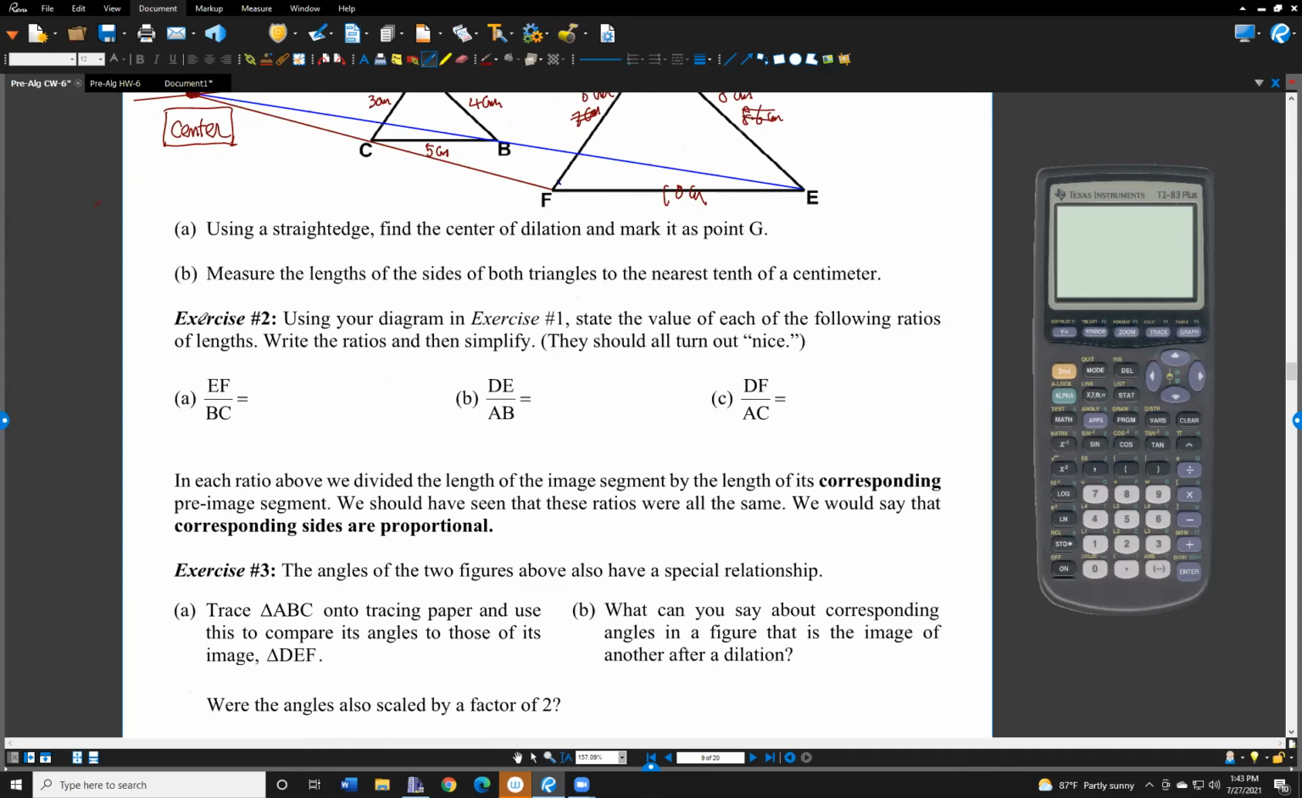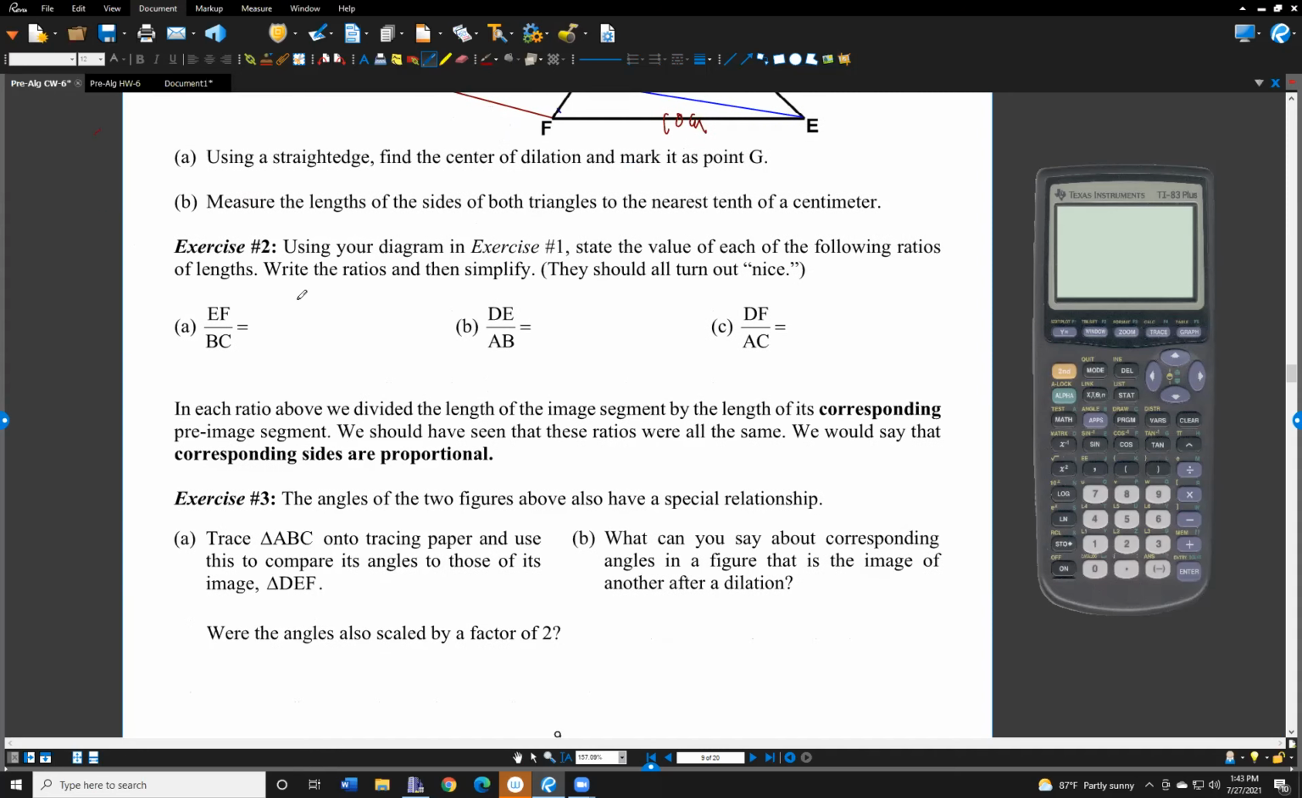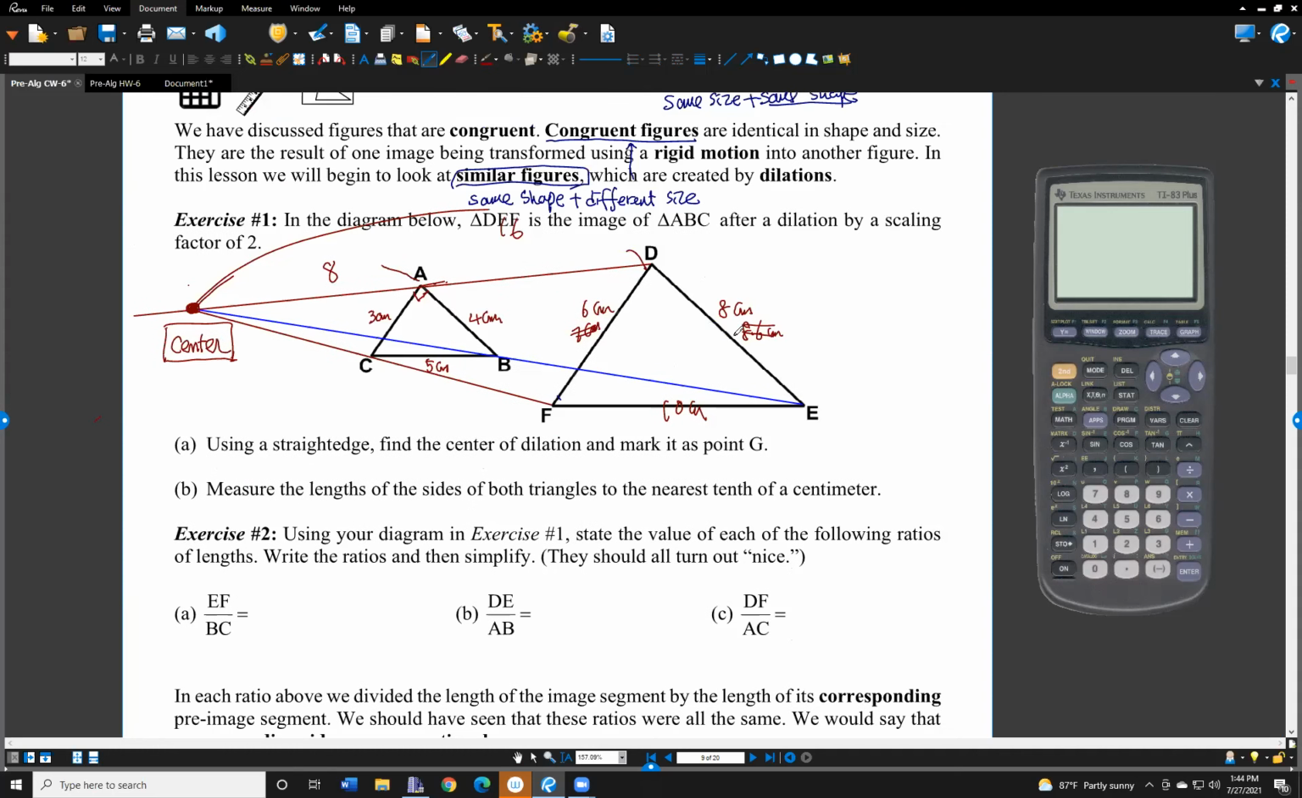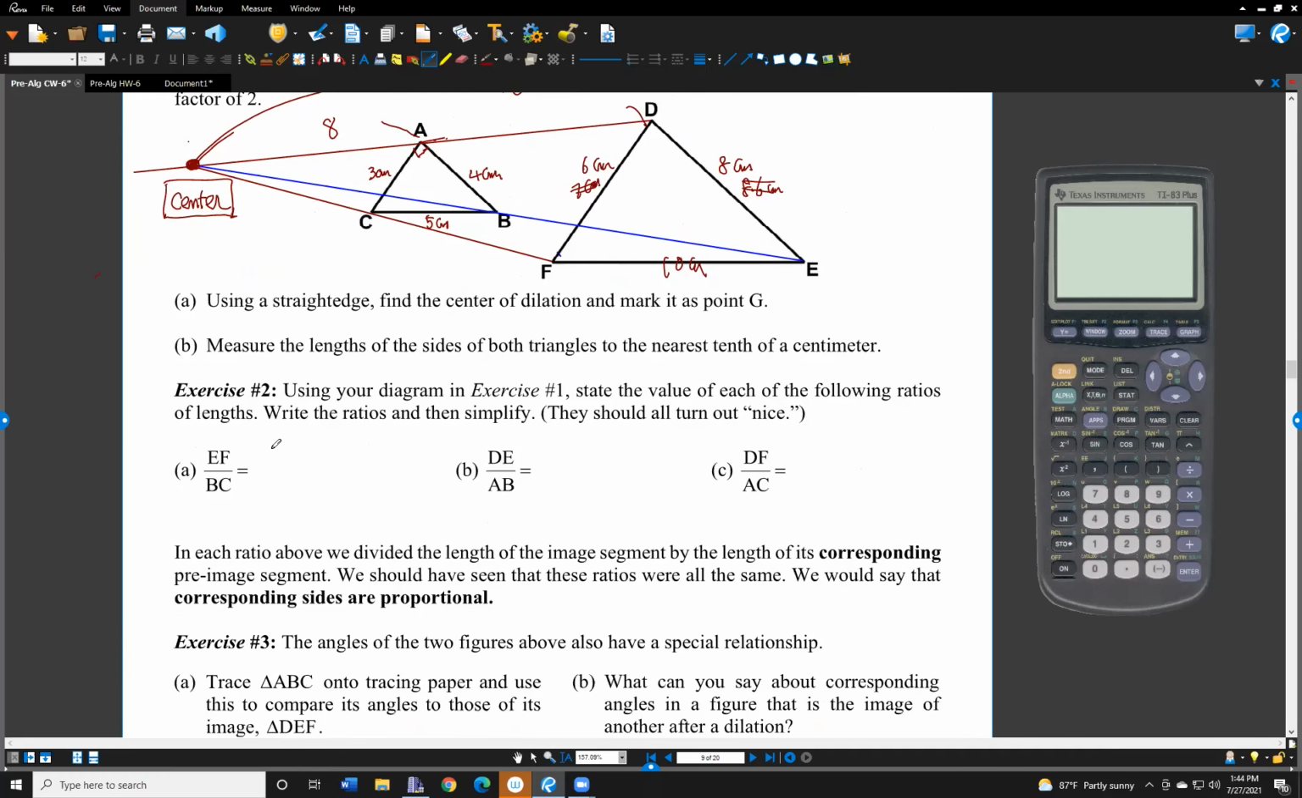I know this is a preview, but just remember, okay? By using your diagram, state the ratio of the lengths. We know that EF is 10, and CB corresponds to 5, right? So this is 10 to 5. This is 2, okay? Then we call it the dilation constant. DE is 8, AB is 4, also 2, right? Same constant. DF is 6, AC is 3, also constant 2.